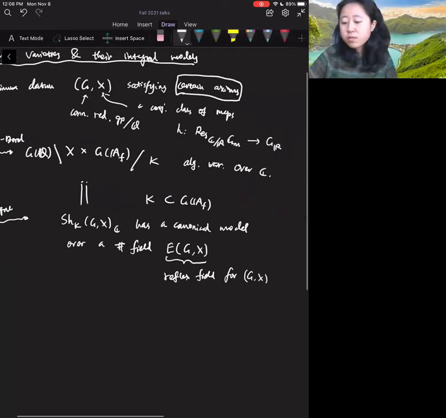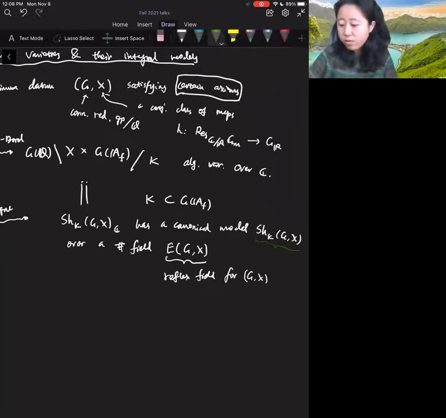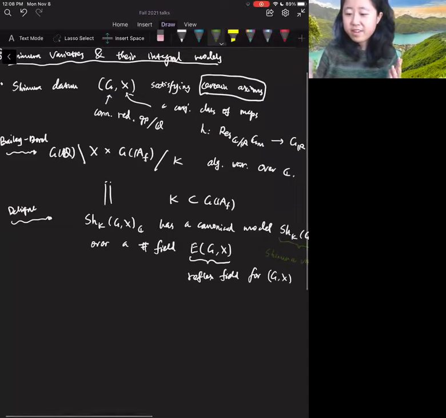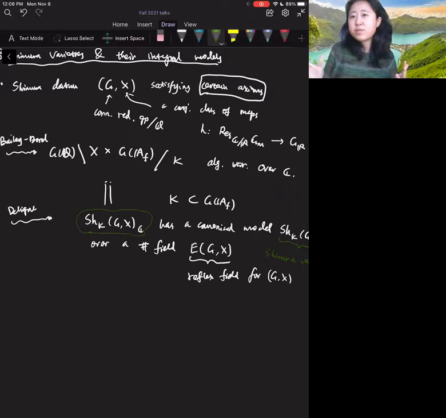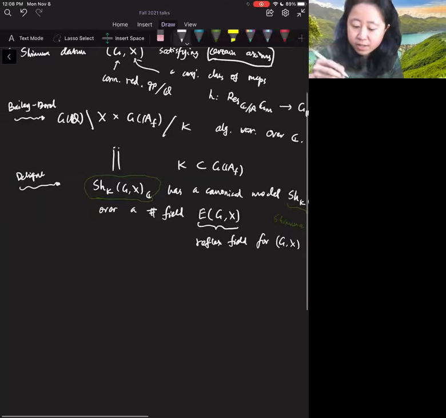And oftentimes we denote this canonical model by this notation. And this thing is what we usually call the Shimura variety associated to the Shimura datum (G, X) at level K. So now it's clear why I use this notation here. These are just the complex points of your Shimura variety. Okay, now let me give you some examples of Shimura varieties.